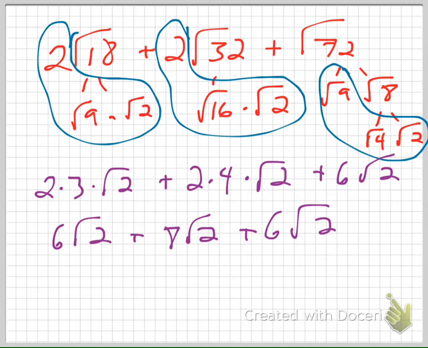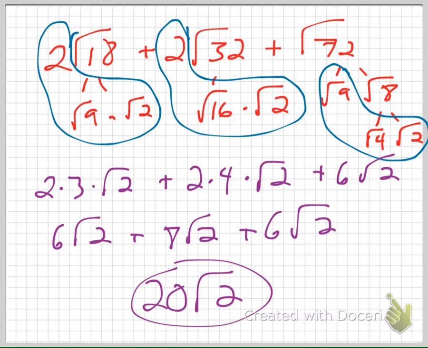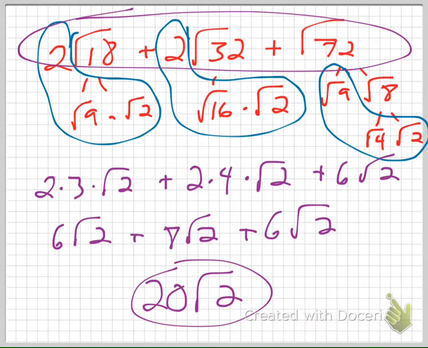Can you add these now together? Why are you allowed to add them together? Because they're all times the square root of 2, like terms, right? Which would be 20 times the square root of 2. It didn't look like it was going to be that at the beginning. Do you agree?